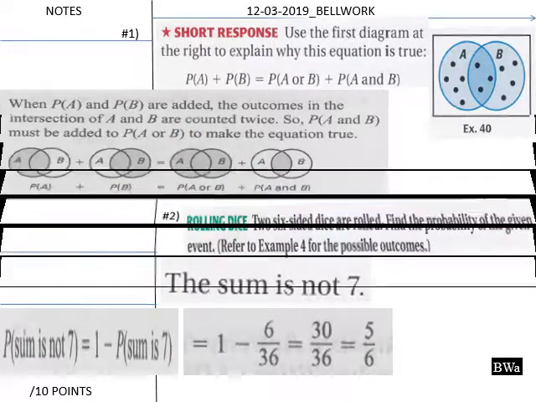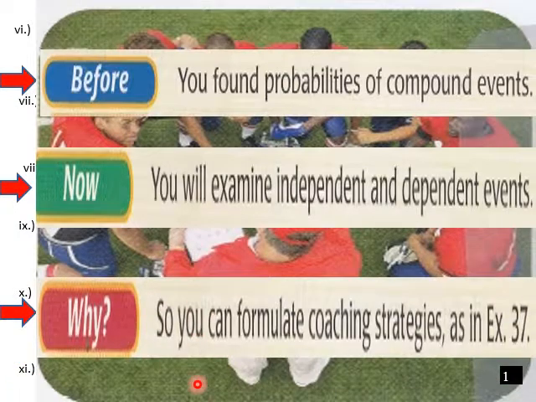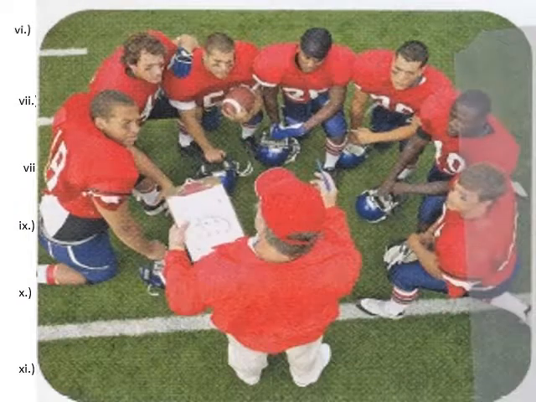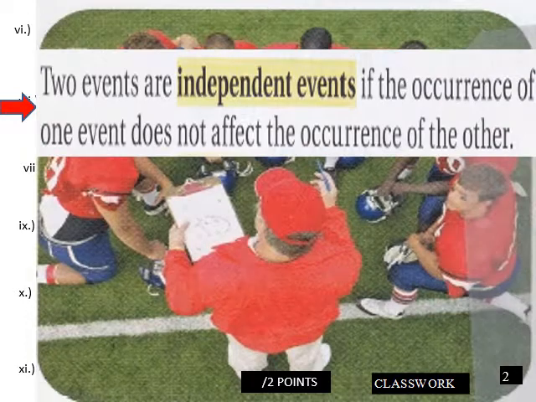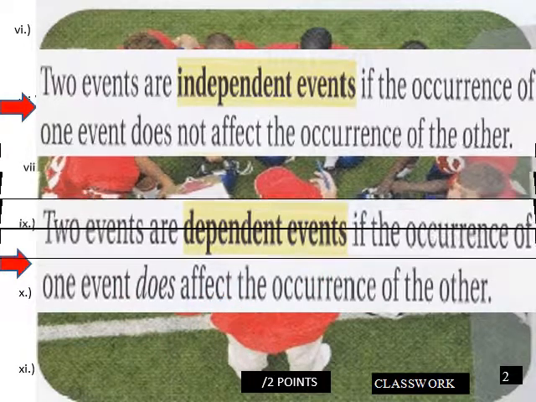So into our lesson, you found probabilities of compound events. You will examine independent and dependent events so you can formulate strategies. Two events are independent events if the occurrence of one event does not affect the occurrence of the other. Two events are dependent if the occurrence of one does affect the occurrence of the other.